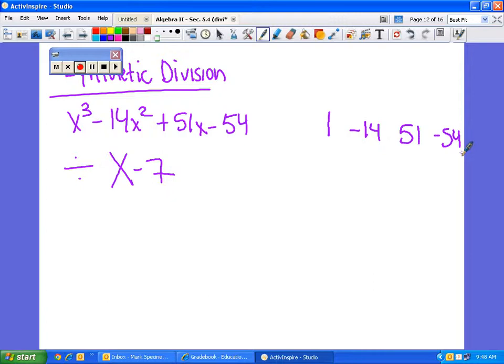And once you write the numbers in a row, you're going to draw a line underneath. Give yourself a little room because you're going to be writing numbers over here.